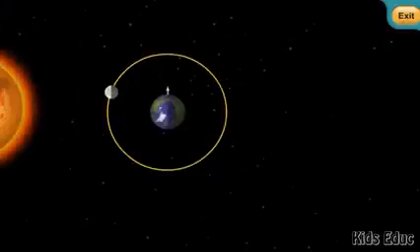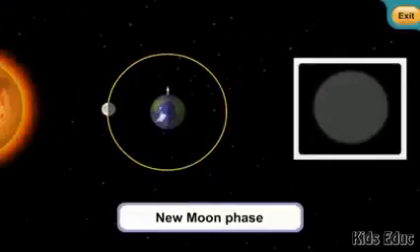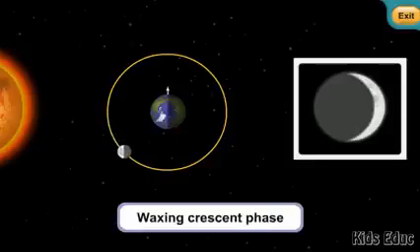The lunar cycle begins with the new moon phase, when the moon is not visible from the Earth. This is because the half of the moon that faces away from the Earth is lit, and we only see the dark half. During the waxing crescent phase, we begin to see a very small part of the moon lit by the sun, but most of it is still shadowed.